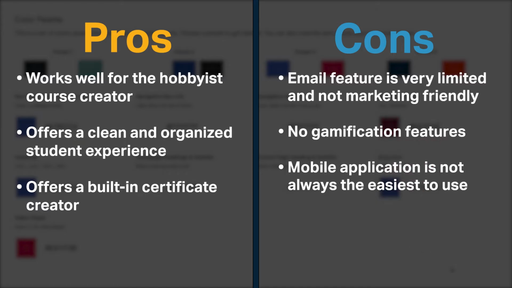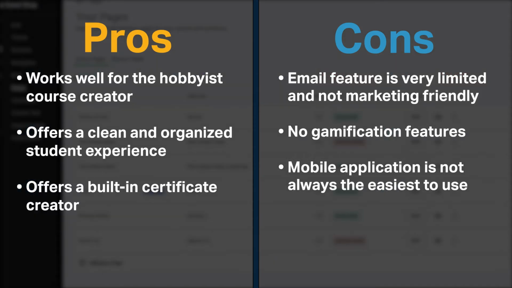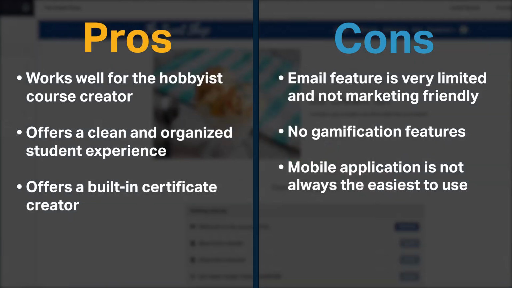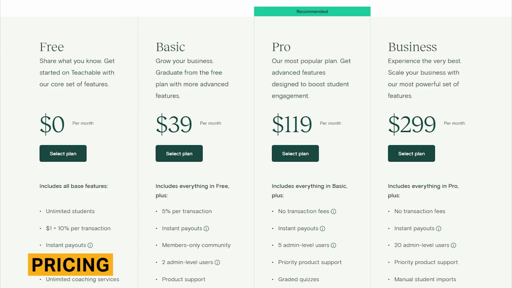Teachable's email feature is very limited and not marketing friendly. It does not offer gamification features. Also, users have noted that Teachable's mobile application is not always the easiest to use. Teachable's pricing ranges from $39 to $299 per month. Teachable also offers a free trial of its professional plan for 14 days.